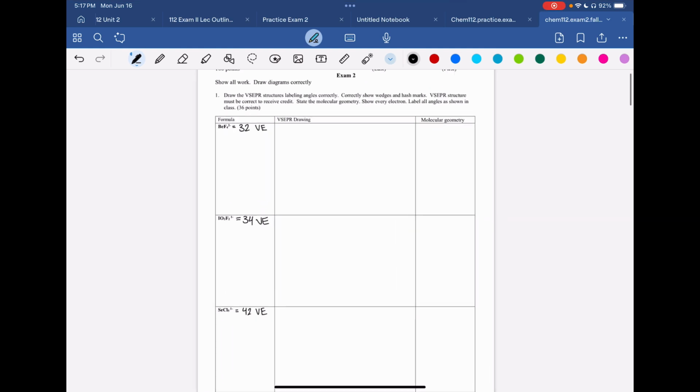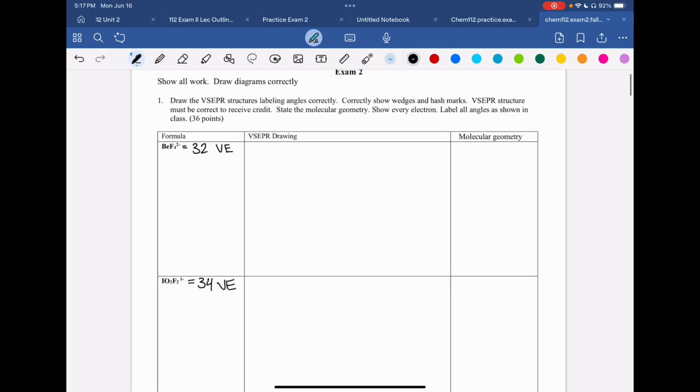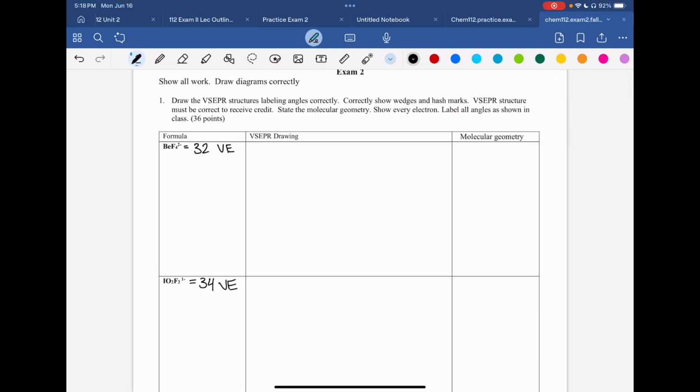So, the first question is asking us to draw the VSEPR structures, labeling the angles, correctly showing the wedges and dashes, and you must state the molecular geometry, show every electron, and so on.